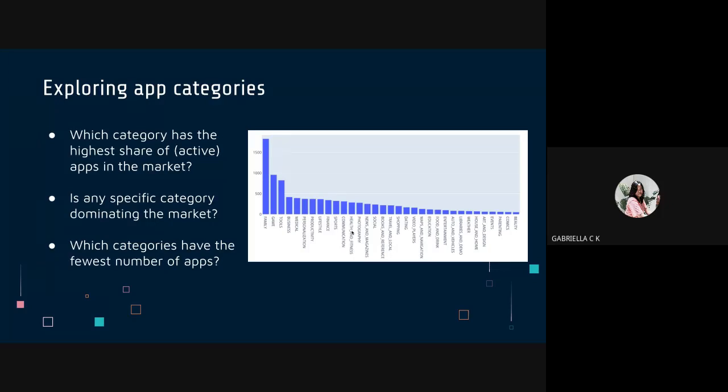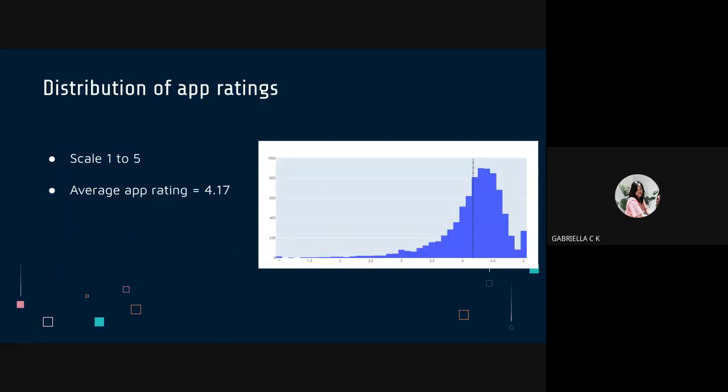According to our research, we have found that there are 33 unique app categories present in our dataset, with family and game apps having the highest market prevalence. And interestingly, tools, business, and medical apps are also at the top. And the beauty category has the fewest number of apps. Next, the next one is the distribution of app rating.